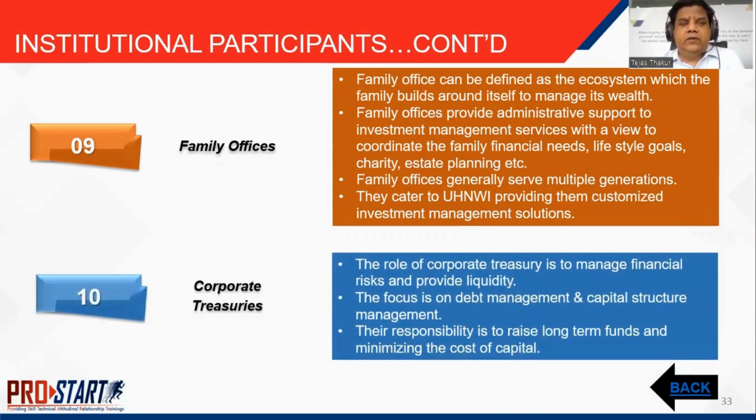Corporate treasuries. Now all the big companies need money for working capital, etc. That money is available with them. Now they need to deploy it for it to generate some return. Now what do they do in corporate treasuries? They do debt management and capital structure management. So what is the best source of financing at this point in time, and so on and so forth? They have a look at it. The focus is on debt management and capital restructuring. The important responsibility is to take long-term funds and minimize costs.